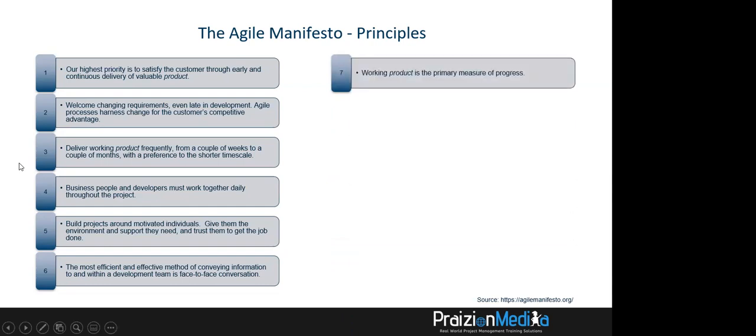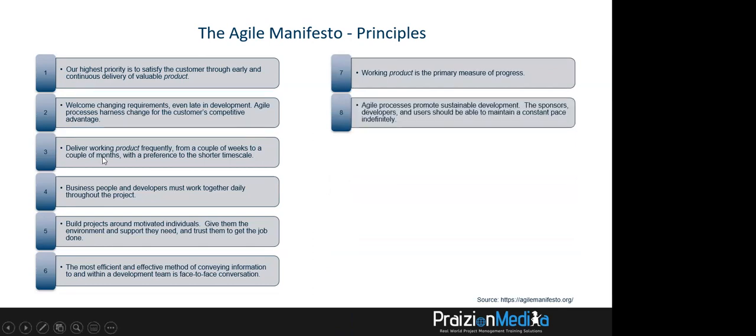Let's go on to number 7. Working product is the primary measure of progress. So as a project manager managing a project without a cost component, your chief aim needs to be working product. The next one says, agile processes promote sustainable development. Sponsors, developers, and users should be able to maintain a constant pace indefinitely.